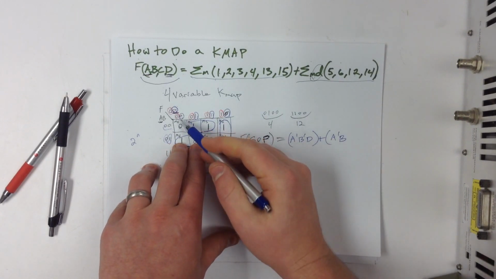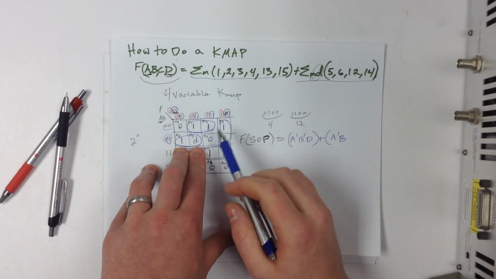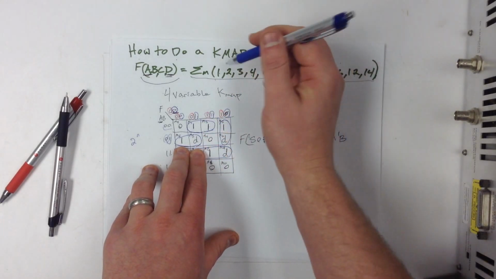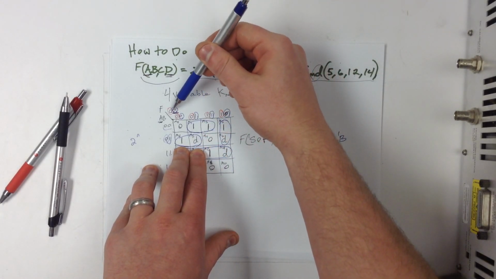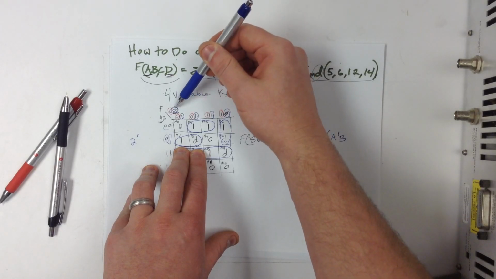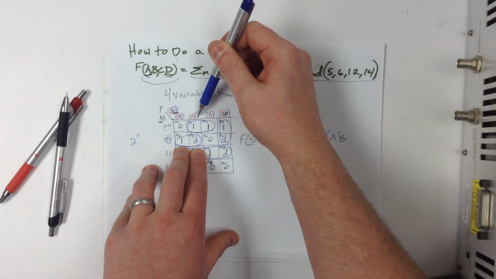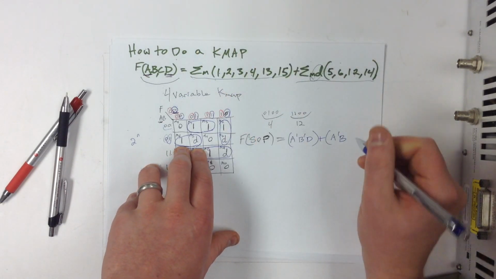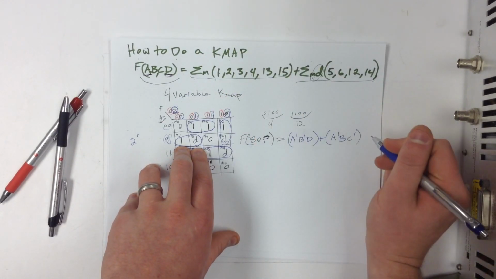So let's go over here to the columns, and let's figure out what these two have in common in the columns. So C is a 0 for both of them. Notice how D changes, so we can eliminate D, but we know that C is a 0 for both of them, so we can say that's C naught.